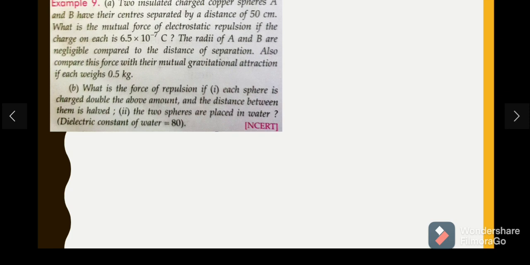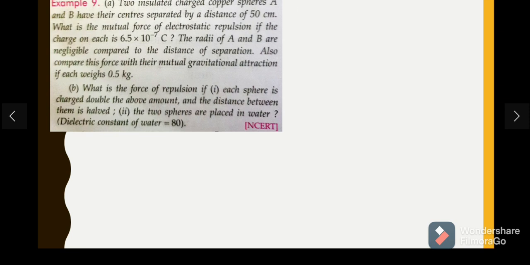So now let us do some questions on this topic, because this is an important topic even from the examination point of view. The question says, two insulated charged copper spheres A and B have their centers separated by a distance of 50 centimeter. First thing to notice here is that the distance between the charges is given in centimeters, so convert it into meters. Next, what is the mutual force of electrostatic repulsion if the charge on each is 6.5 into 10 to the power minus 7 coulomb?